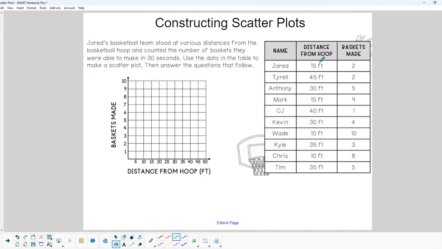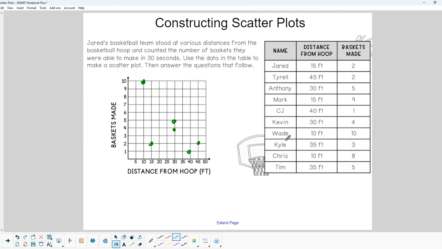So when he was 15 feet away, 2 baskets were made. So you go over to 15 feet and go up and make a little dot at the number 2. 45 feet away, 2. 30 feet away, 5. So over to 30 and up to 5. 40 feet away, 1. 30 feet away, 4. 10 feet away, 10. They were shooting 100% on that one.